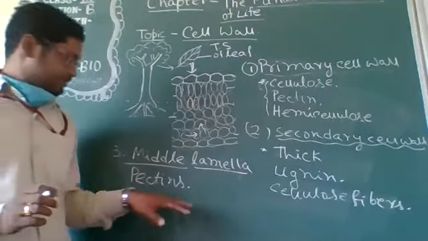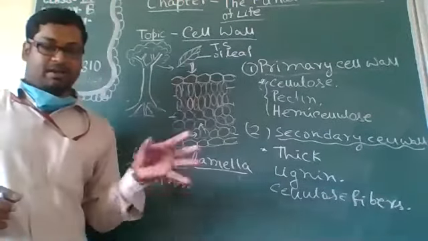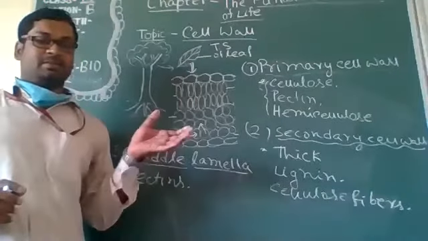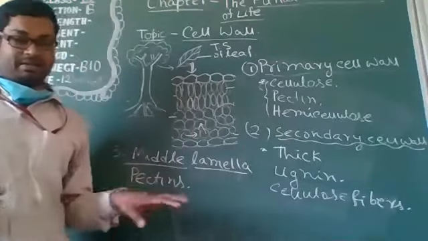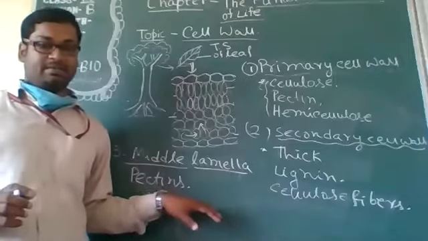Okay, such as pectins. Different types of calcium and magnesium pectates are made up of calcium and magnesium pectates.